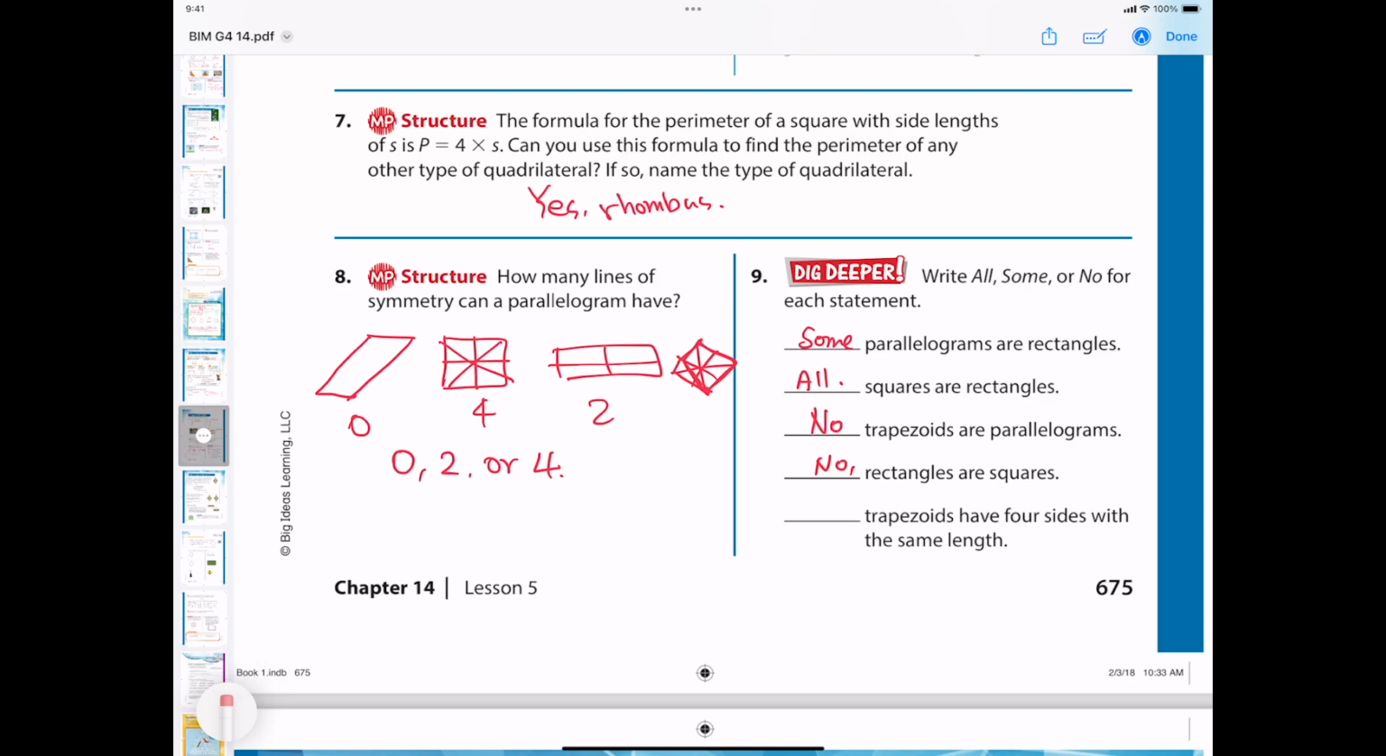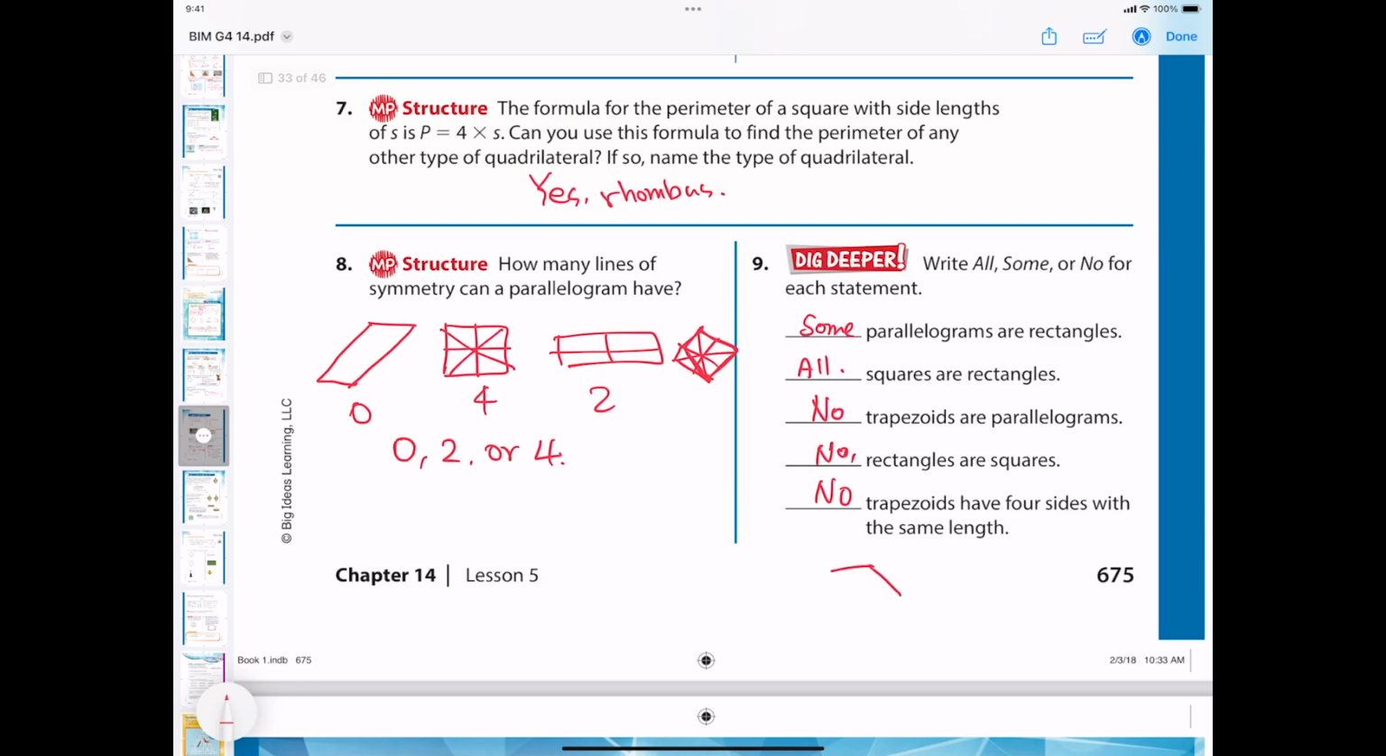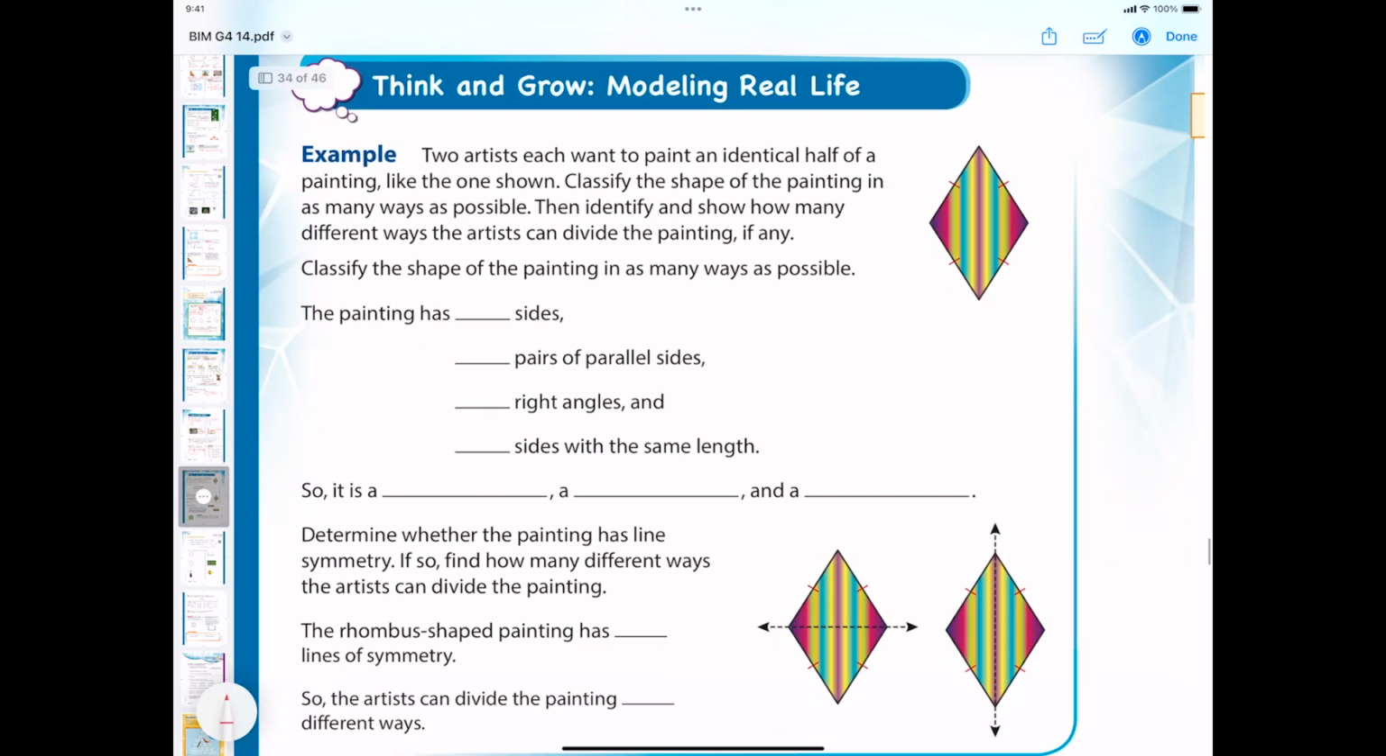Rectangles are squares. Squares are rectangles, okay? Yes, trapezoids have 4 sides with the same length. No. Trapezoid, look at this. Easy, right? 4 sides with the same length? Nah, not at all. Okay, next page.